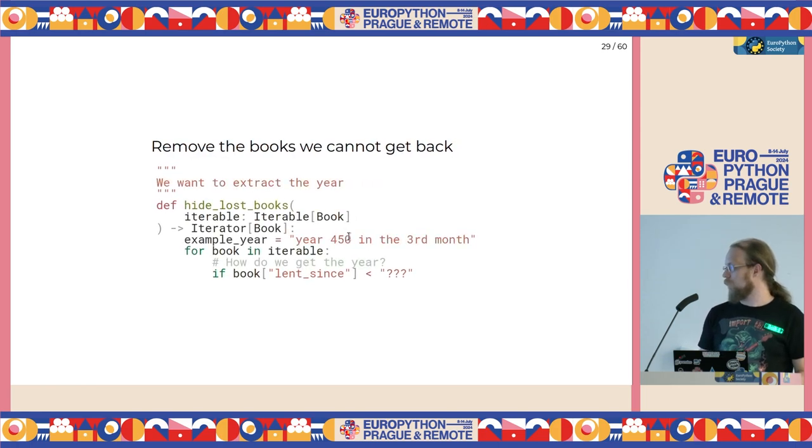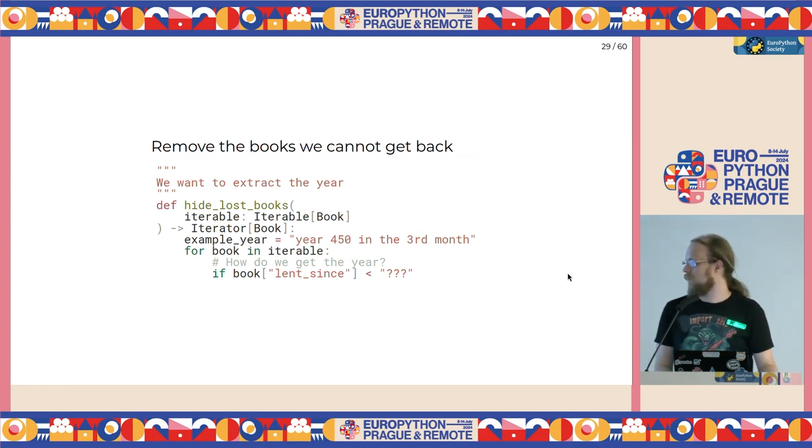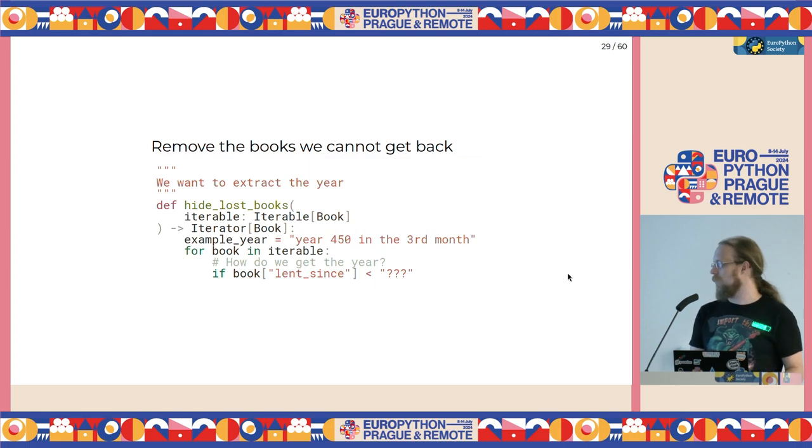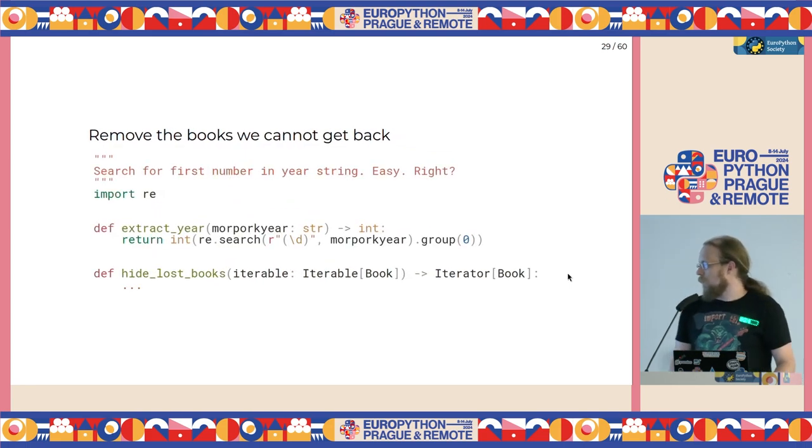So what we want to do is, the year looks really wonky, to be honest, which means it's always looking like this because it's a magical date, and I just came up with it to make my life more complicated in this case. We really want to filter out all those books which are too long ago lent out. How does that look?